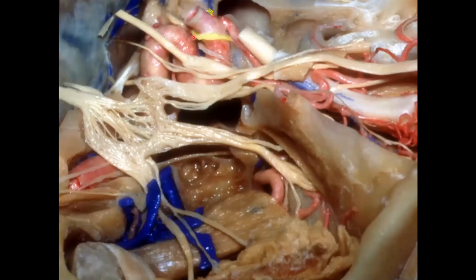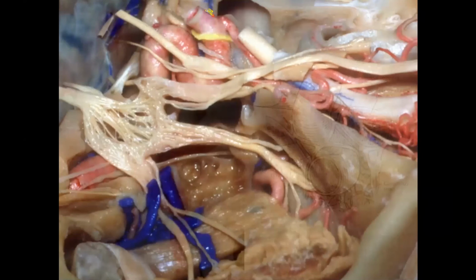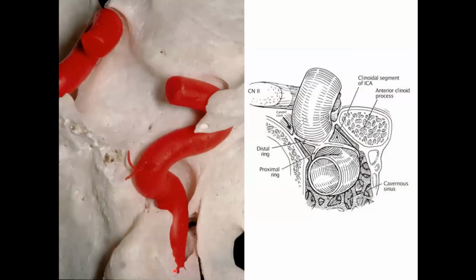So here's our distal dural ring, and this is where the carotid now enters the dura and goes into the dura properly and becomes intradural. So let's take a closer look at this C5 region before we move intradural.